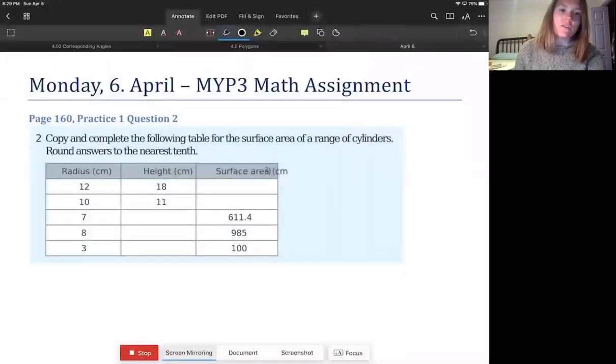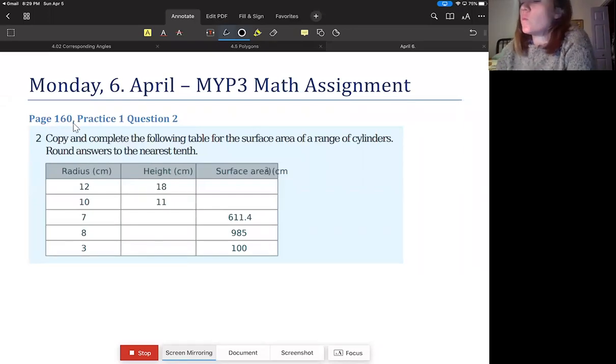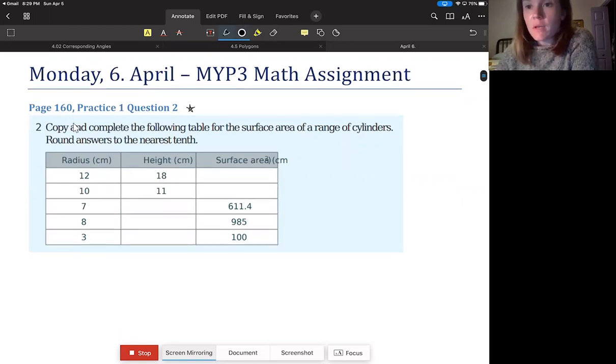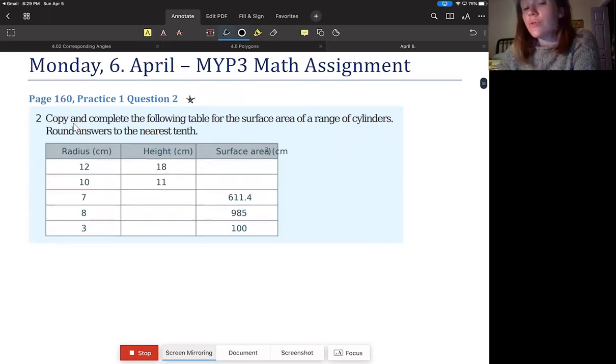Okay, so here is our assignment for today. We're going to be on page 160, practice 1, question 2, okay? This document is also attached to your assignment on Managebac so you can see it there. A lot of this is just practice of what we were doing on Friday.